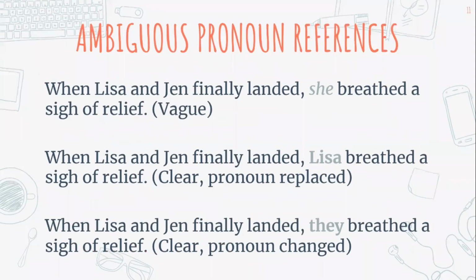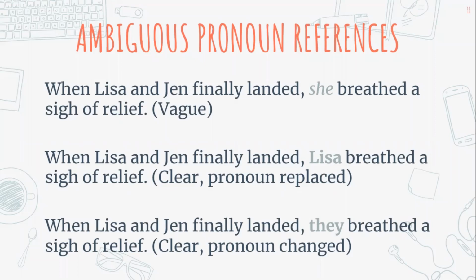So now we move on to ambiguous pronoun references. "When Lisa and Jen finally landed, she breathed a sigh of relief." It can't be correct because, again, we have a compound antecedent, Lisa and Jen. If a pronoun can refer to more than one noun in a sentence, the reference is ambiguous. So again, "she" can refer to either Lisa or Jen, so it's left open as to who did it.